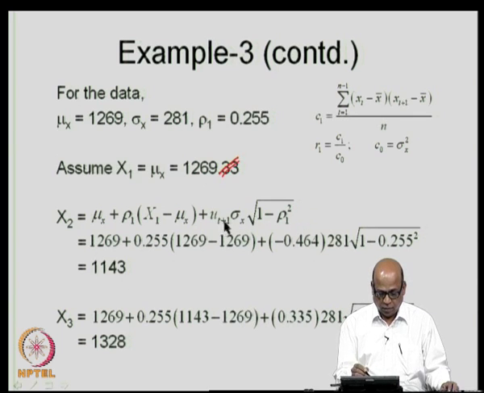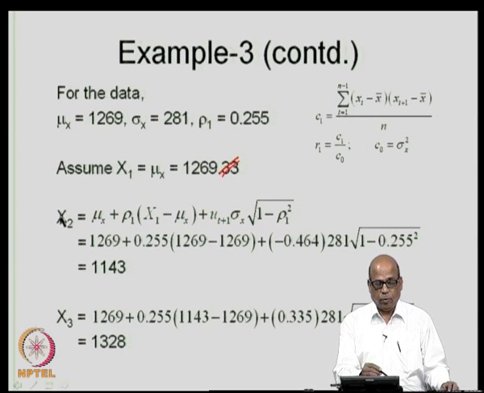So, u t plus 1, we can write it as u 2 here. So, mu x is 1269, rho 1 is 0.255 and x 1 minus mu x is 1269 minus 1269, because we have assumed this, plus this is the standard normal deviate got from the tables, minus 0.464, and this is sigma x, which is 281 root of 1 minus rho 1 square, rho 1 is 0.255. So, this comes out to be 1143.